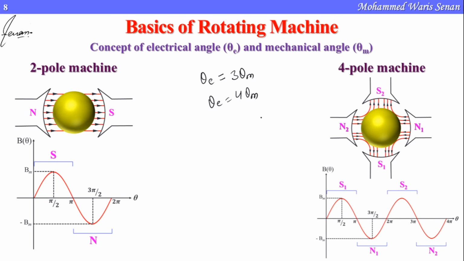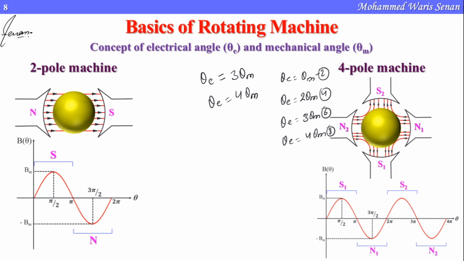So if the number of poles is 2, theta electrical is equal to theta mechanical. For 4 pole, theta electrical is equal to twice theta mechanical, which we have just seen. For 6 pole, it will be 3 times theta mechanical. And for 8 poles, that is 4 times theta mechanical, and so on.